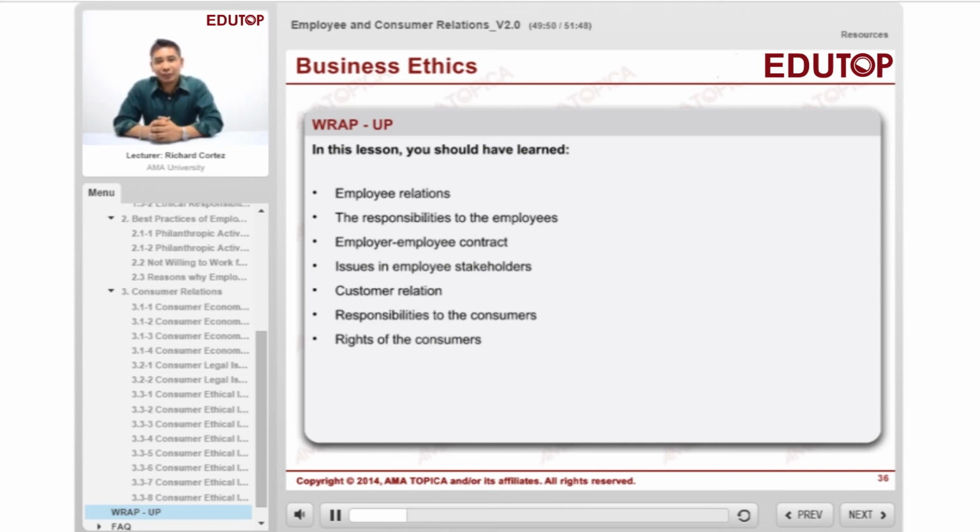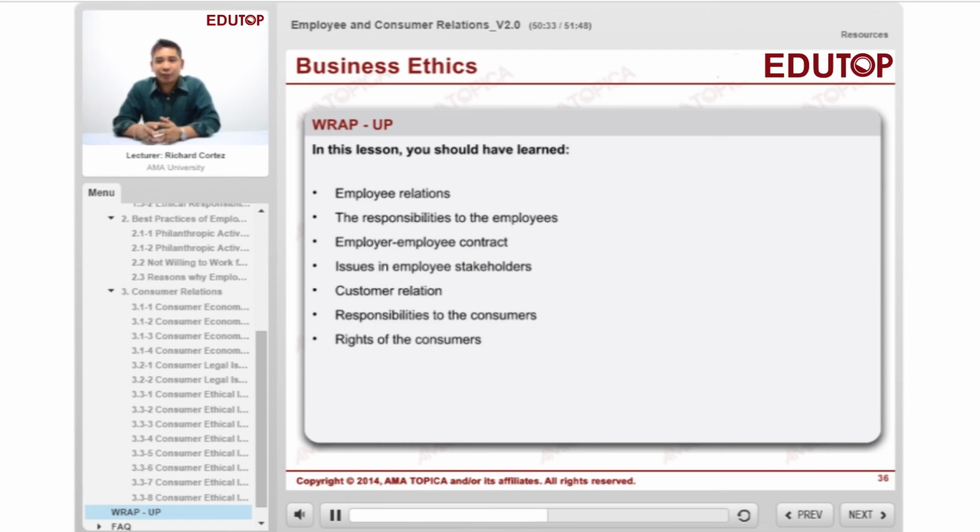In this lesson, you should have learned employee relations, how to interrelate with employees. You should have known your responsibilities to the employees, the employer-employee contract, and issues with employee stakeholders, how to take good care of the stakeholders. You should have known customer relations, how to render good customer service to the customers. You should have known your responsibilities and duties to the consumers, and you should have learned the rights of the consumer.